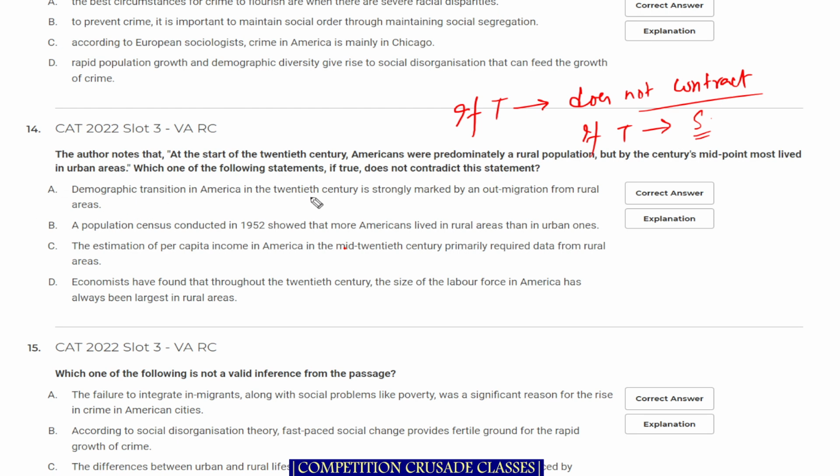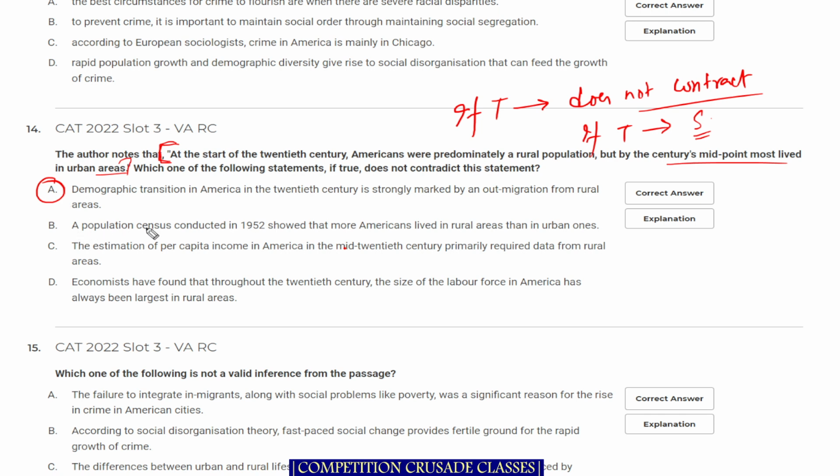Demographic transition in America in the 20th century is strongly marked by an out migration from rural areas. Is some sort of out migration happening from the rural areas? So sort of, you can say. So I'll keep this one for the time being. Also we have to understand that we're talking in context of this line only: at the start of the 20th century, Americans were predominantly a rural population. That is given. But the midpoint showed that most lived in urban areas. This is because of industry and better lives and all that, right? So I'll come back to option A.